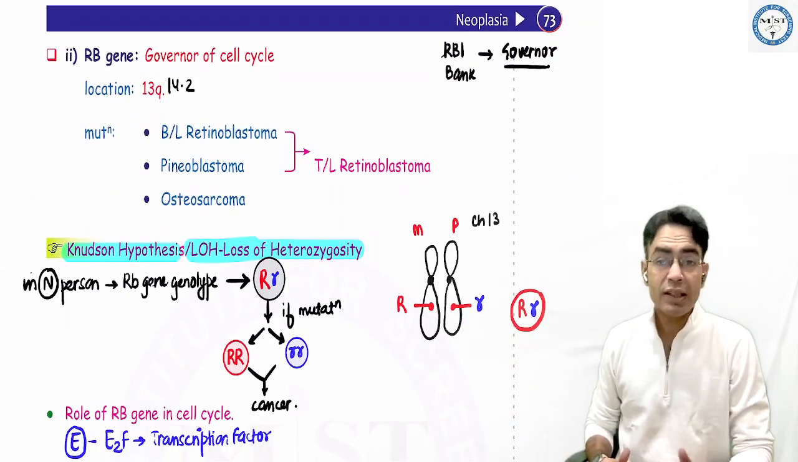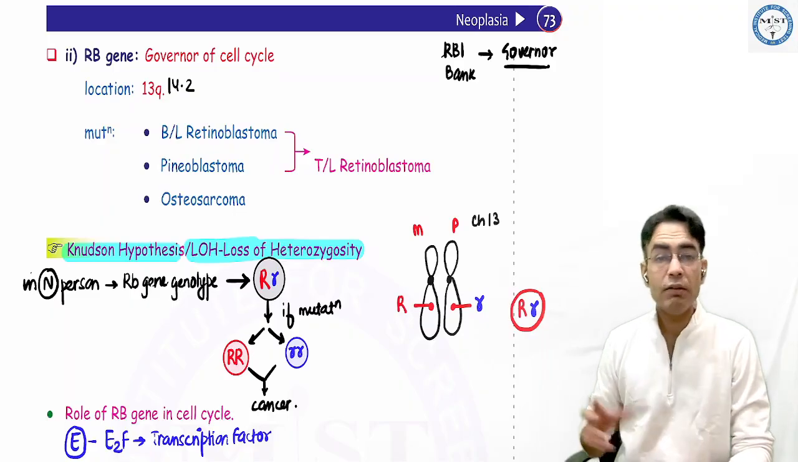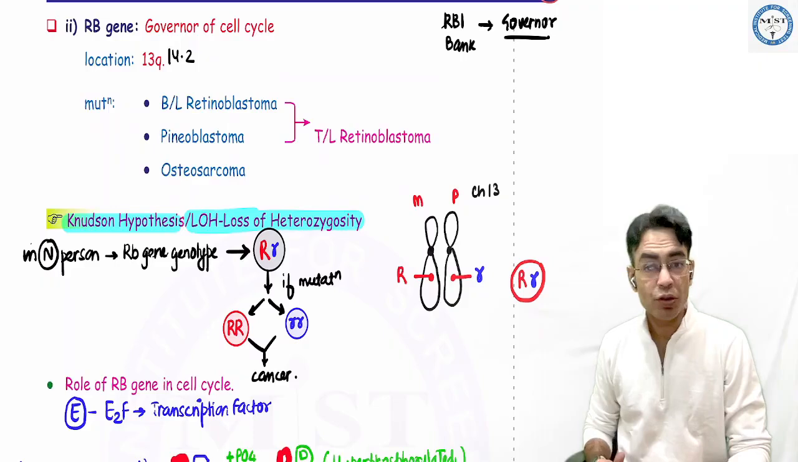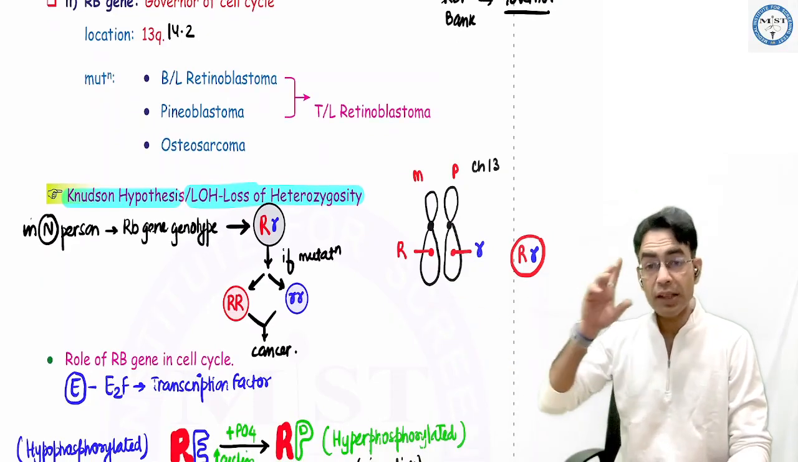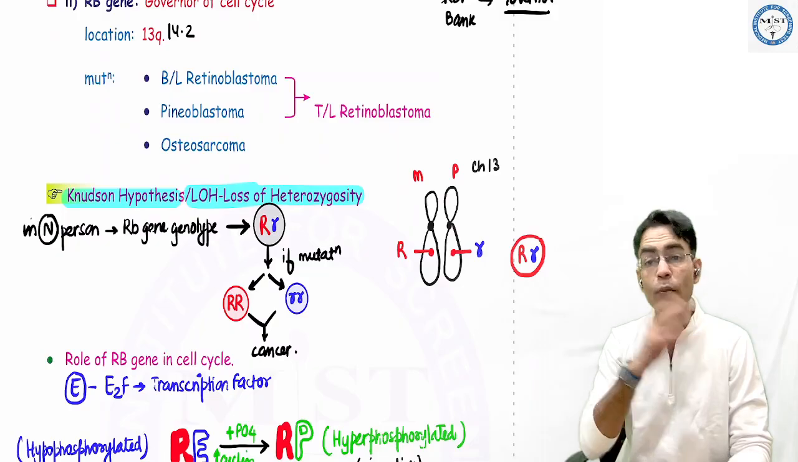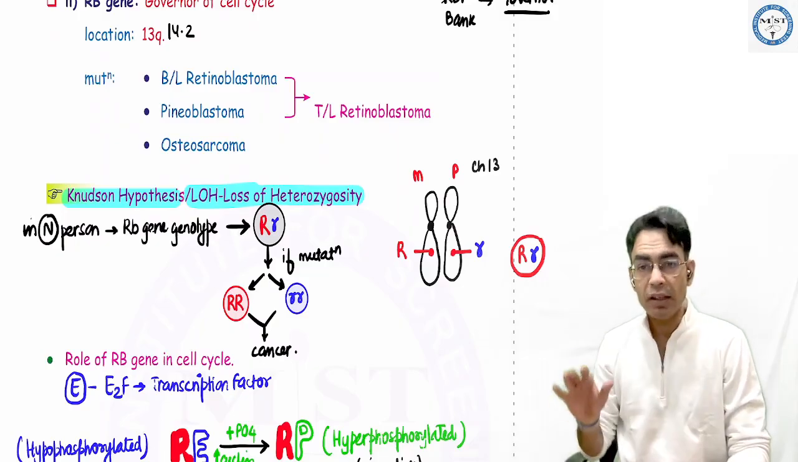The RB gene is called the governor of the cell cycle. RB gene mutation can lead to bilateral retinoblastoma, pineoblastoma, and osteosarcoma. Knudson's hypothesis says that for normal functioning, the RB gene genotype should be heterozygous. The moment it becomes homozygous, cancer develops.